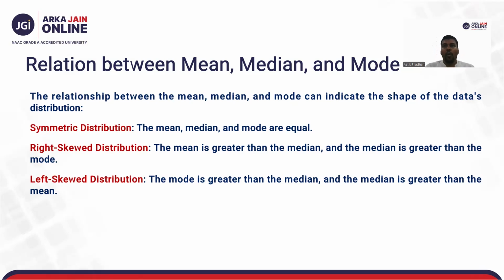So in terms of distribution, you will find that there are different forms of distributions, as we have discussed in this slide: symmetric, right skewed, and left skewed. In symmetric, the values for mean, median and mode will all be equal. In right skewed, the mean will be greater than the median, and the median will be greater than the mode value.